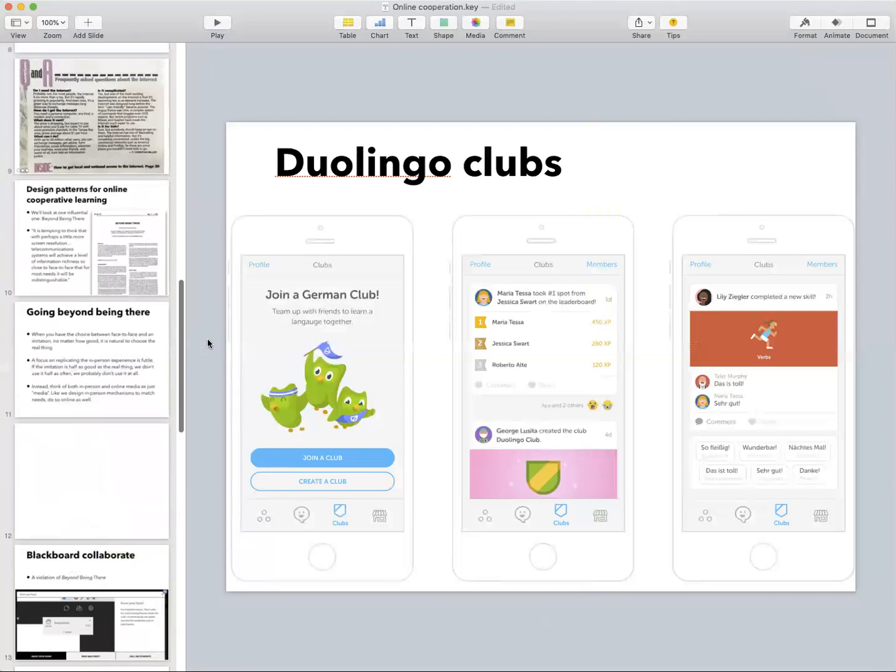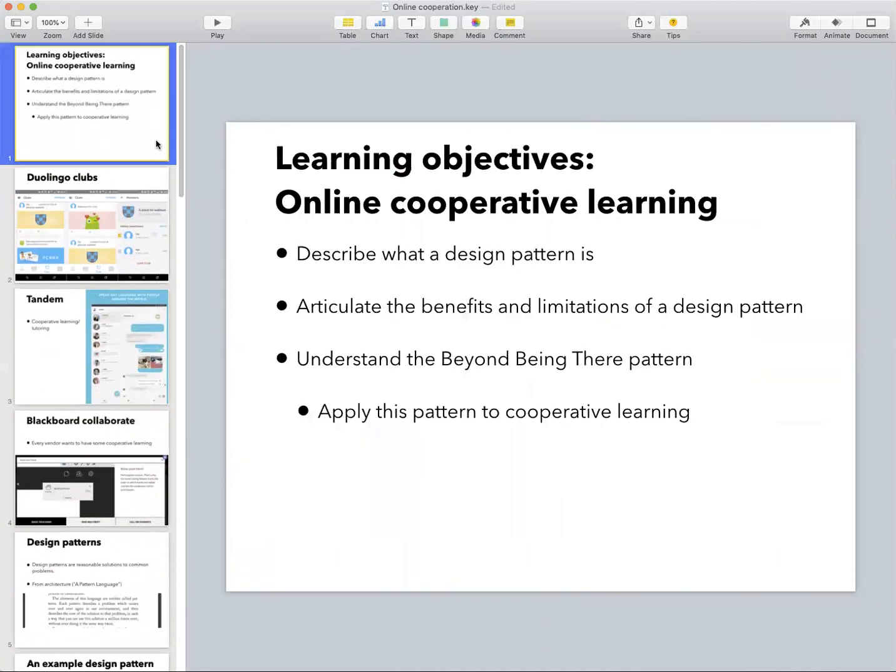All right. So we are at the end of this module on online cooperative learning. In the next couple modules, we'll look at some other examples of learning online and some other design patterns from there.